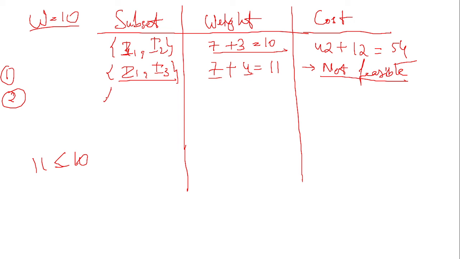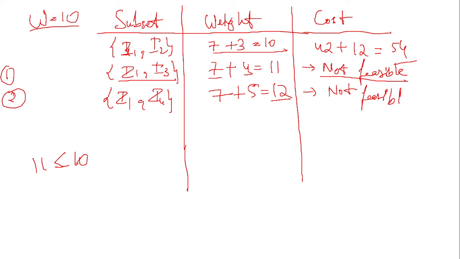Now in the same way, I'll try to add item 1 and item 4. The weight of item 1 is 7 and item 4 is 5. If I add, it will become 12. Even here you can see the weight of the items has exceeded the maximum weight. So even this situation is not feasible. Now in the same way, I'll try with item 2 and item 3. Item 2 weight is 3 and item 3 weight is 4. Here you can see 7.